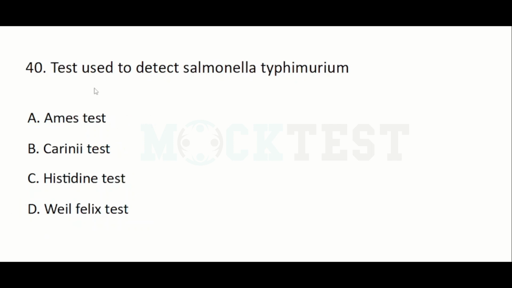Next, test used to detect Salmonella typhimurium. Option A, Ames test. Option B, Carini test. Option C, histidine test. Option D, Weil Felix test. The answer is option A, Ames test.